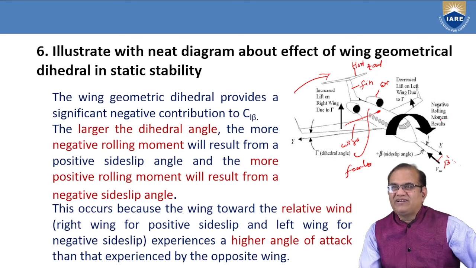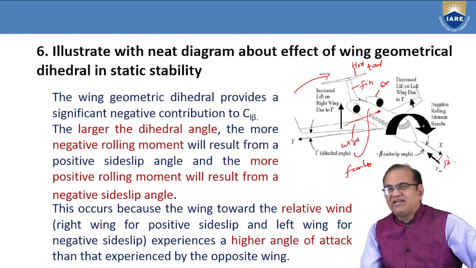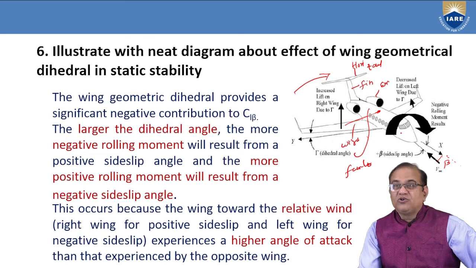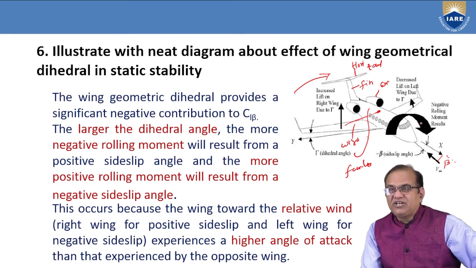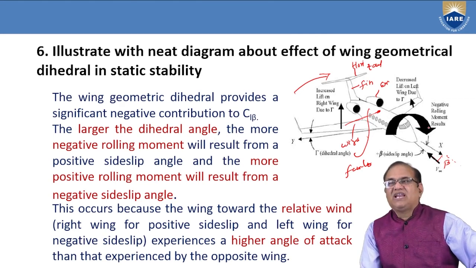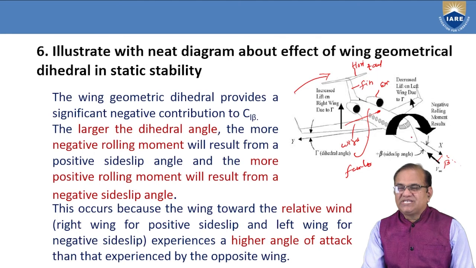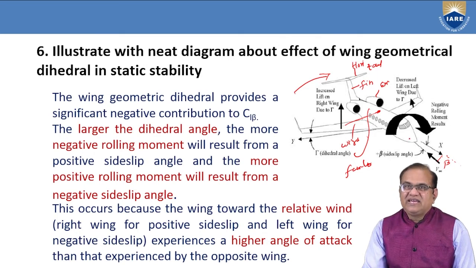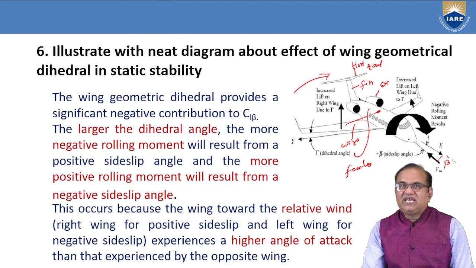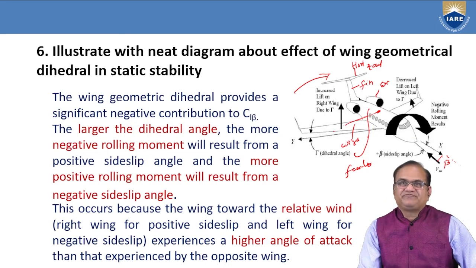So a negative rolling moment results. For a positive beta, a negative rolling moment will be generated. I have told you, if the right wing is going down, it is positive. But here the left wing is going down, so it is a negative rolling moment. So CL beta, for a positive beta, a negative CL is generated. It means the dihedral angle produces a static stability, which is the lateral static stability achieved by the dihedral effect.